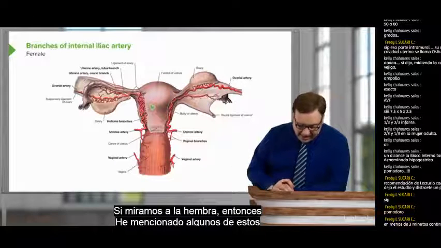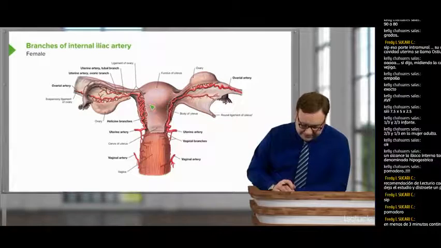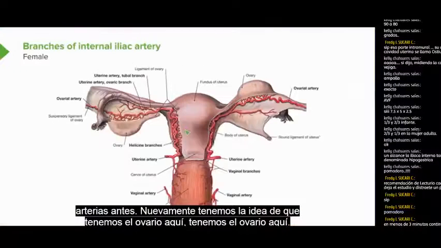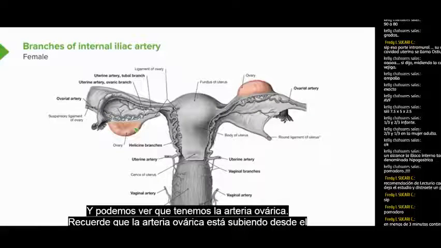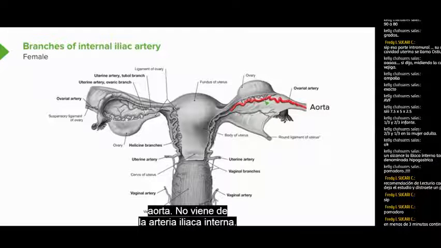If we look at the female, then I've mentioned a few of these arteries before. Again, we have the ovary here, we've got the ovary here, and we can see that we have the ovarian artery. Remember, the ovarian artery is coming up from the aorta. It's not coming from the internal iliac artery.